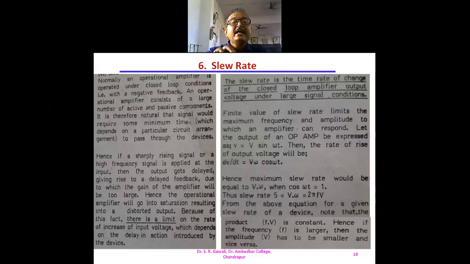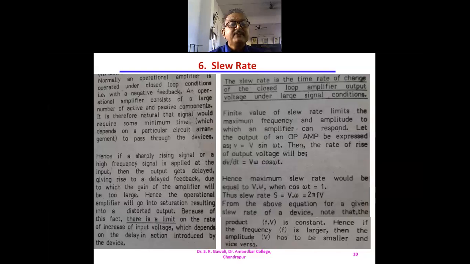If a sharply rising input signal or a high frequency signal is applied at the input terminal, then the output of the operational amplifier gets delayed. क्या होगा, शार्पली राइजिंग यदि इनपुट अप्लाई किया या हाई फ्रीक्वेंसी सिग्नल यदि अप्लाई किया इनपुट टर्मिनल को, तो आउटपुट जो रहेगा वो डिले हो जाता है. एंड दैट इज व्हाई output gets delayed, and this is nothing but the slew rate, due to which the gain of the amplifier will be too large, and hence the operational amplifier will go into saturation, resulting in a distorted output.